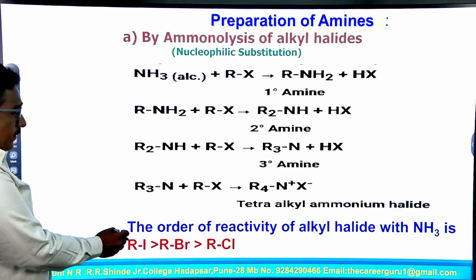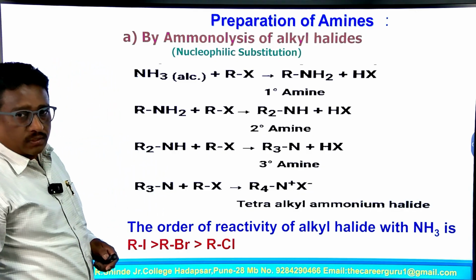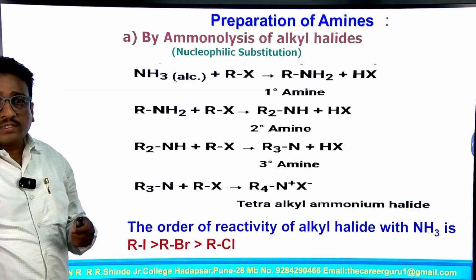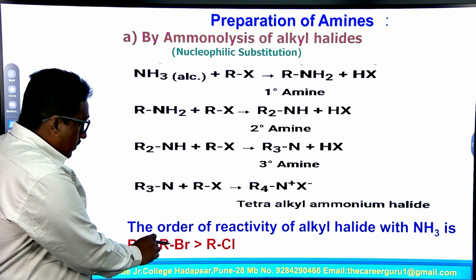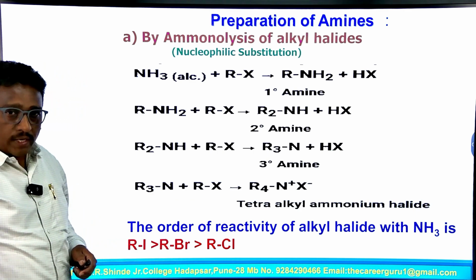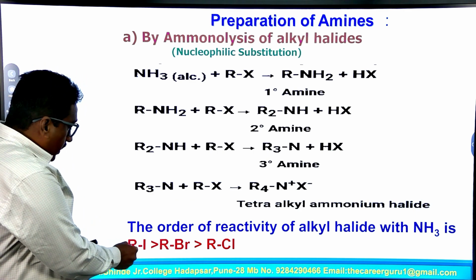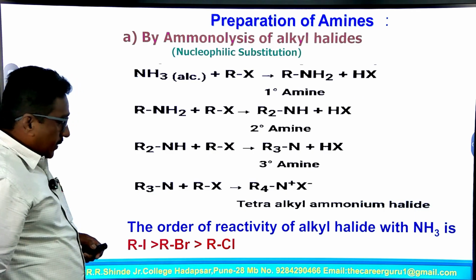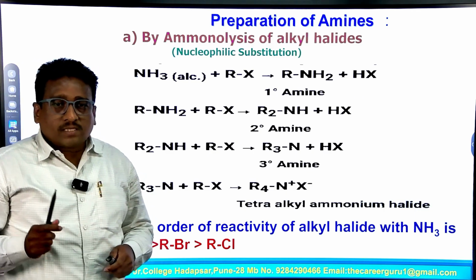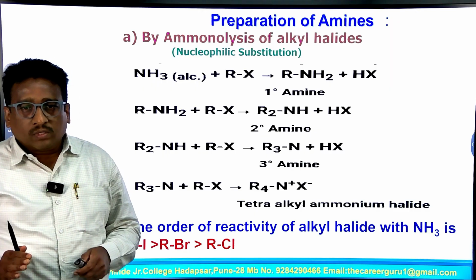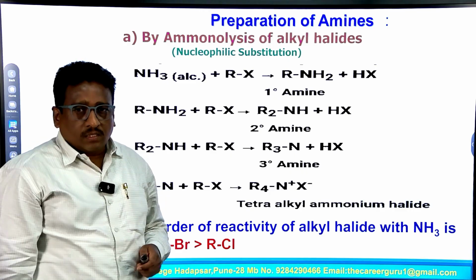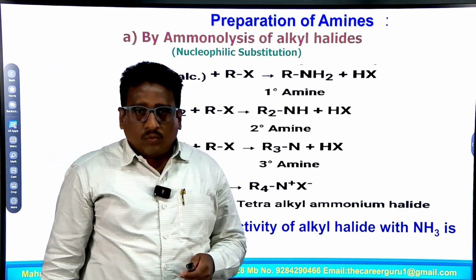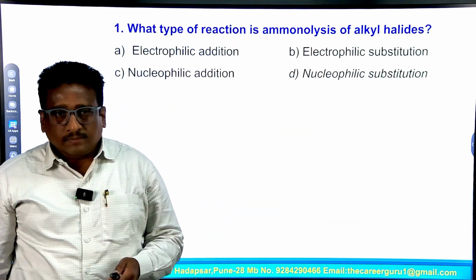So, the reactivity of alkyl halide with ammonia: alkyl iodide is more reactive than alkyl bromide, which is more reactive than alkyl chloride, because the bond length in alkyl iodide is more than in RBr and RCl, and this C-I bond is easily broken, so the reaction is faster. So, this is the first preparation method of amine, ammonolysis of alkyl halide.